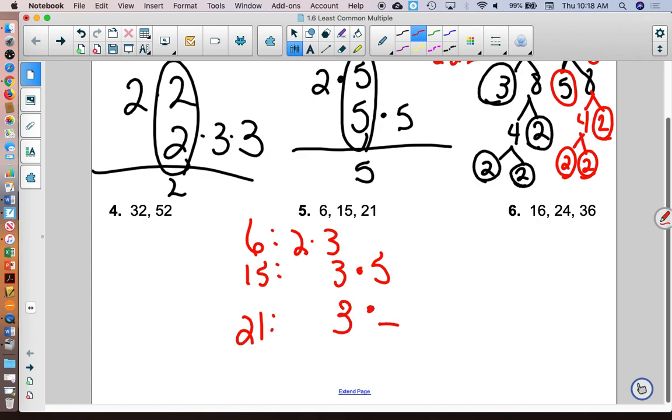I don't have a 5, but I do have a 7. Do you agree? Okay. That line just means I don't have any more of them. I don't have any 5s up here. You'll see why the lines are being used in just a little bit.